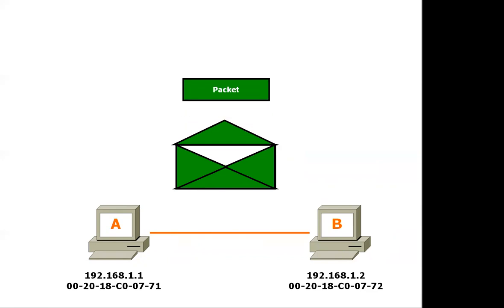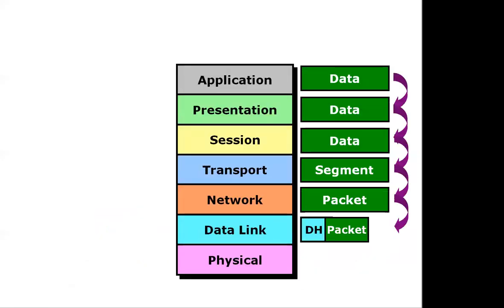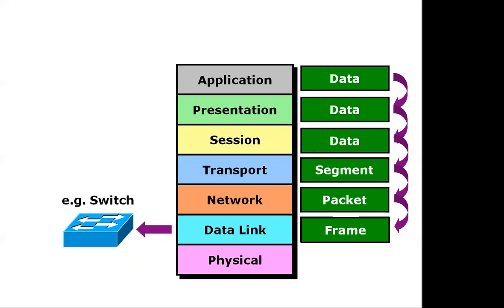So this is your data link layer, and it is the only layer which adds both header and trailer on the packet. This process is known as the framing process. So the switch is used on the data link layer.